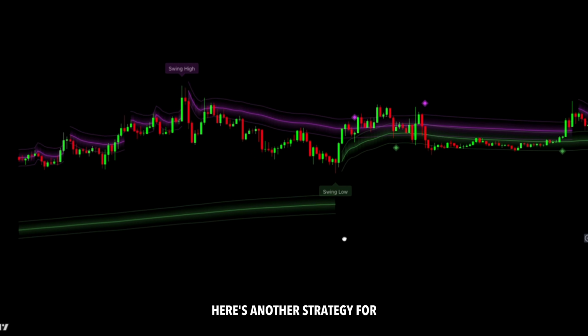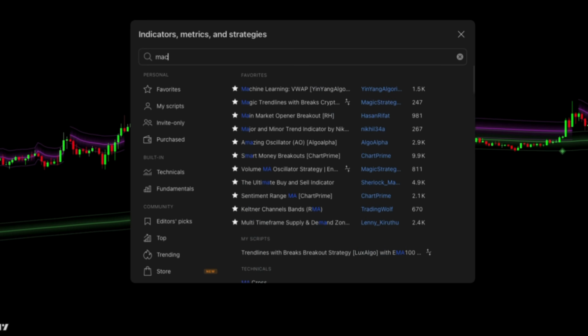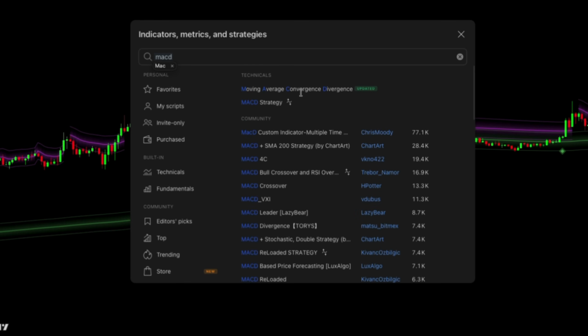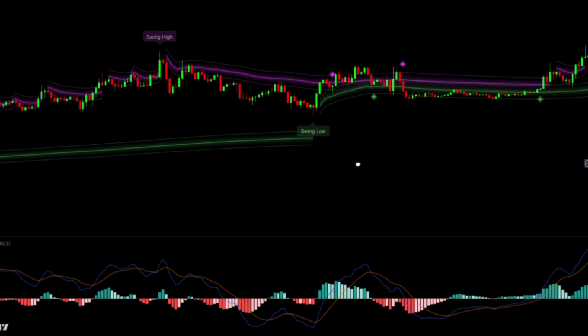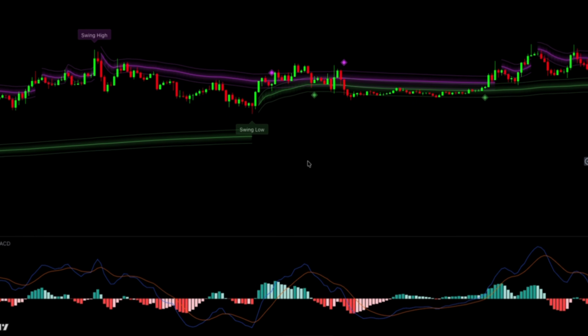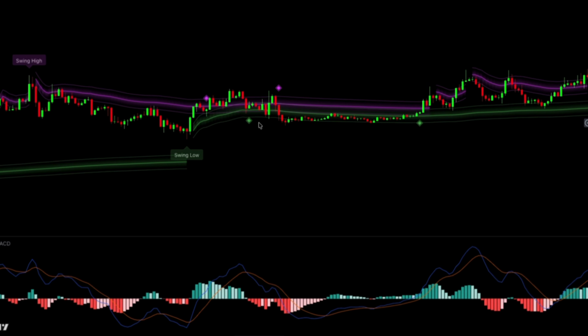Here's another strategy for you. This is a variation of strategy 1, but with an extra layer of confirmation. You combine the swing structure bands with another indicator like the relative strength index, moving average convergence divergence, or a simple exponential moving average. For long trades, you wait for a swing low label, then you watch for price to pull back to the lower green band.